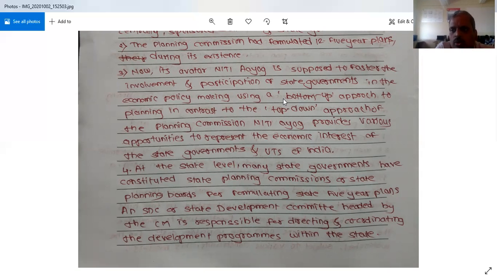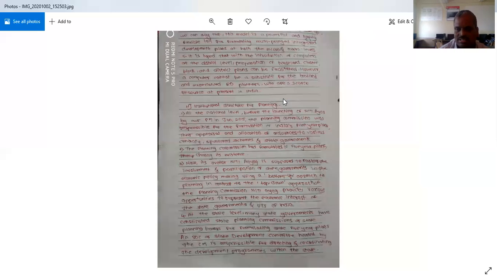It gives us what to do, when to do and how to do to actually implement these projects in our states. But the state government, on its own, has just developed the planning commission which will formulate all the plans of our states only for our restricted states accordingly. Not only that, the state development committee headed by the chief minister is also responsible for directing and coordinating the development programs within the states.